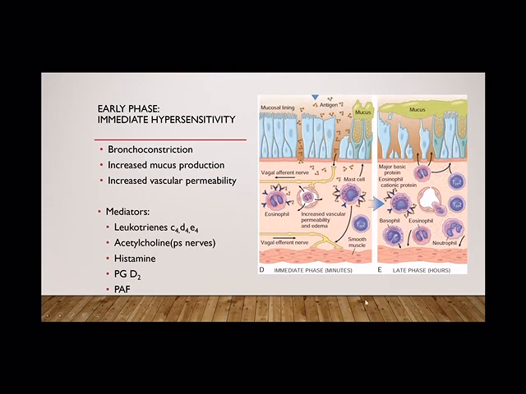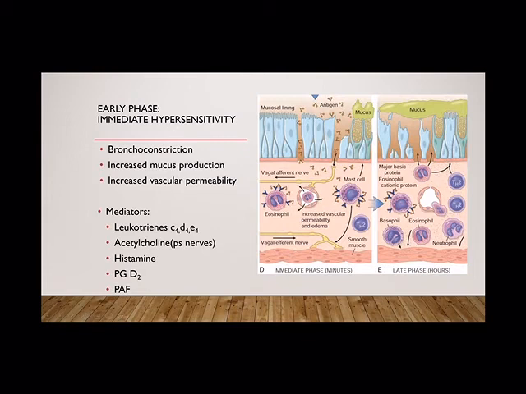So once the type 1 early phase occurs, what happens? You will basically have all your early mediators released from the eosinophils, from the mast cells, and even directly from the nerve endings. What are those? The main mediators are your leukotrienes C4, D4 and E4, and then your acetylcholine and your histamine, prostaglandin D2 and platelet activating factor. So these are the things which come from your eosinophils and mast cells. Apart from that, you will have your eosinophil cationic protein and major basic protein.